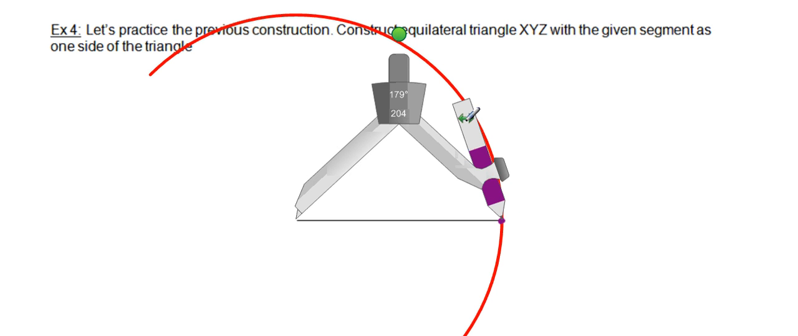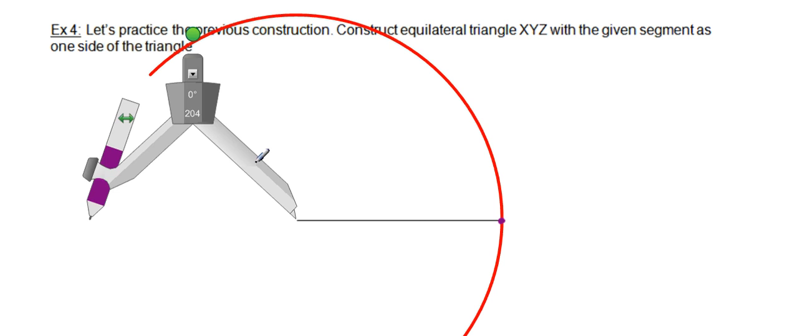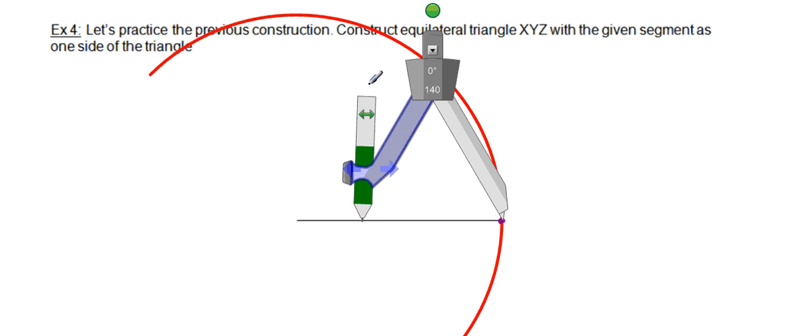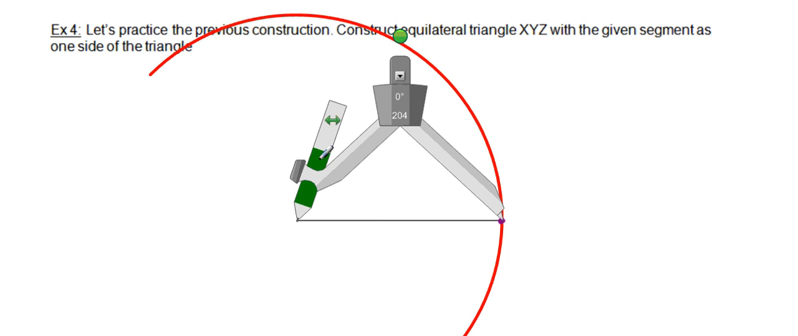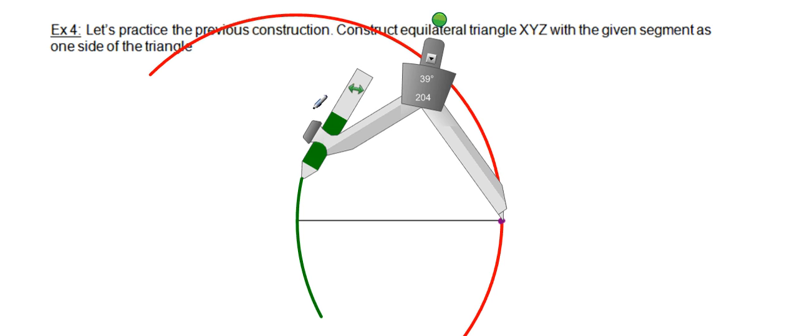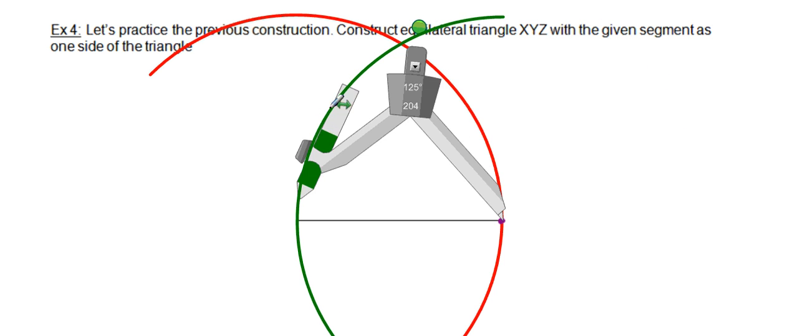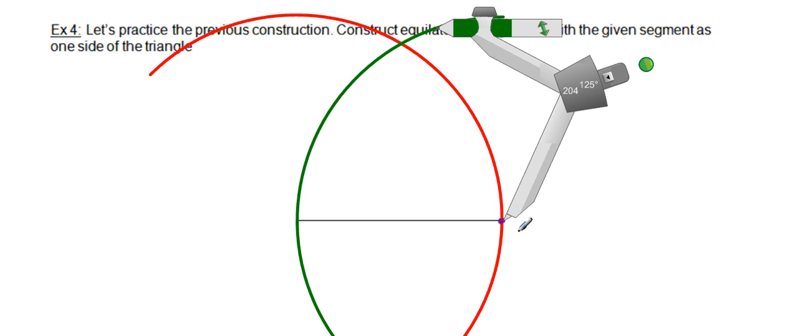Keeping that same compass setting, I'm going to spin my compass around. I'm going to put the pointy part of my compass on that purple vertex. And I'm going to go ahead, oops, and I moved my compass, which I shouldn't have done. See if I can move it back. And I'm going to draw a second arc. So everybody on that green arc is now the same distance away from the purple dot as everybody on the red arc is away from that original endpoint.